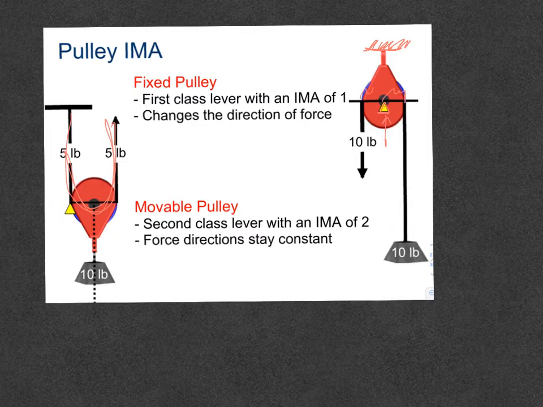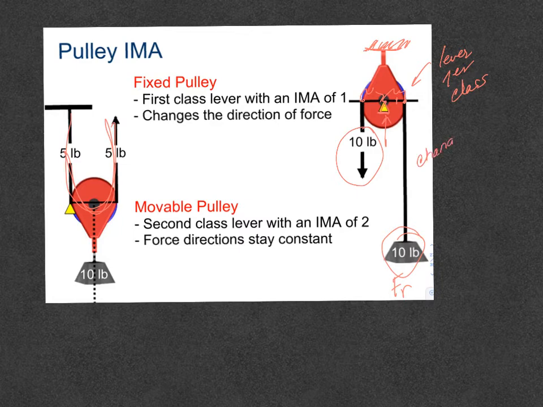Look over here. This is a first class lever, and the distance from here to here and here to here is the same. So how are you going to be able to put this resistance force up? By applying the same force. You're going to balance with the same amount. The only thing that you're doing is changing the direction of the force.